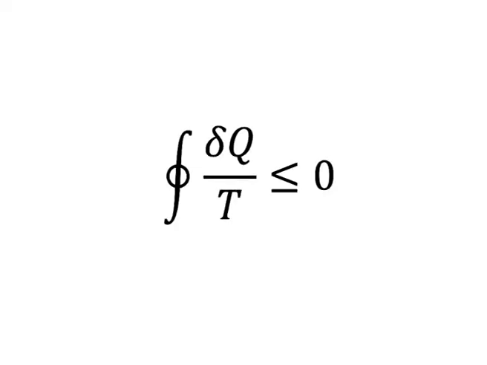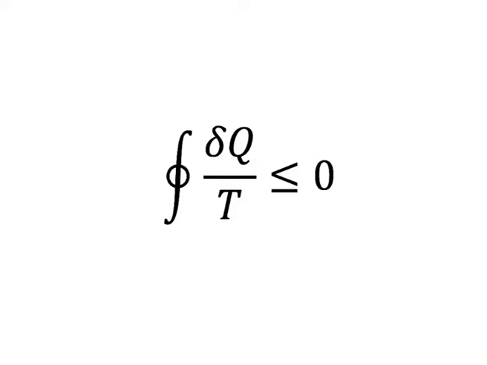Another important inequality that has major consequences in thermodynamics is the Clausius inequality. It was first stated by German physicist R.J.E. Clausius, one of the founders of thermodynamics, and is expressed as cyclic integral of delta Q upon T, which is less than or equal to 0. This inequality is valid for all cycles, reversible or irreversible.